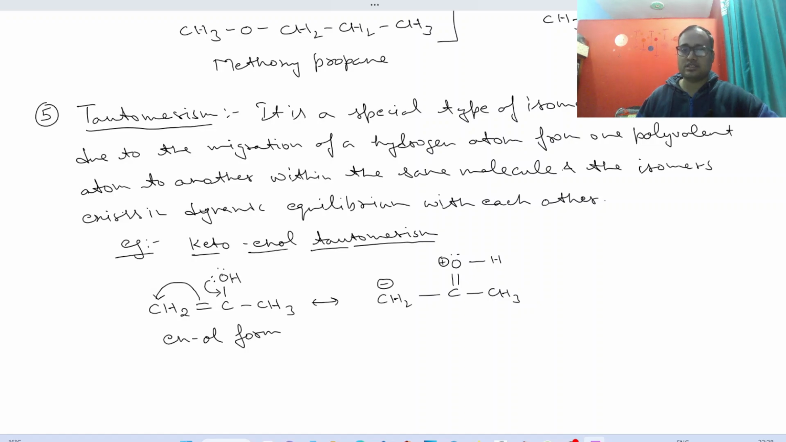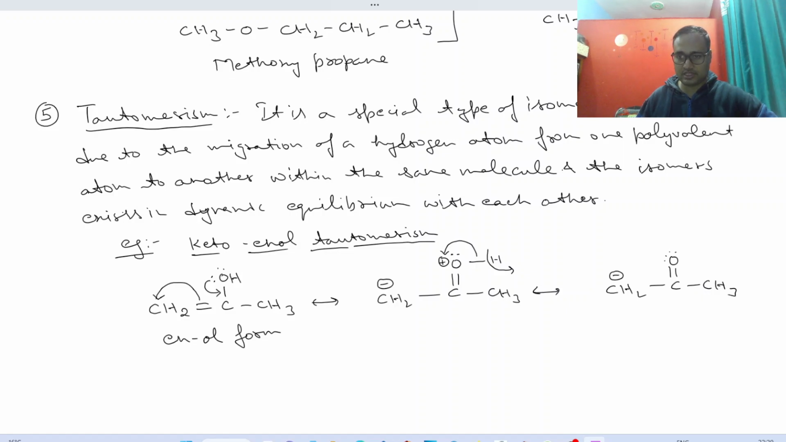Now oxygen is an electronegative atom, and the presence of this positive charge on the oxygen makes it highly unstable. So the bond between this oxygen and hydrogen breaks and the electron gets shifted to this oxygen, and the hydrogen is removed as H positive. So we can represent it as CH2 negative, single bond, double bond, oxygen. We have two lone pairs and CH3.